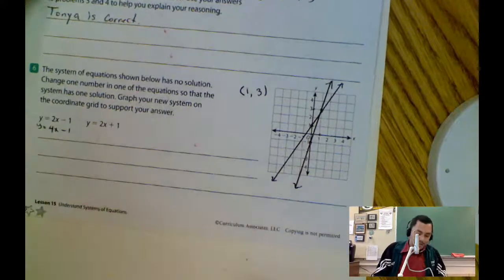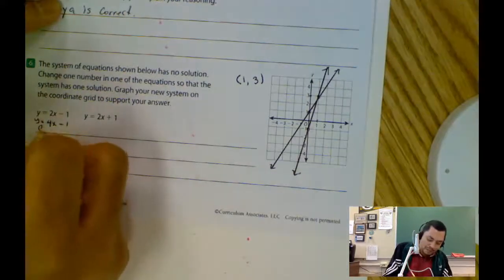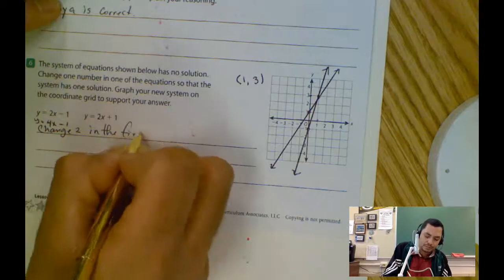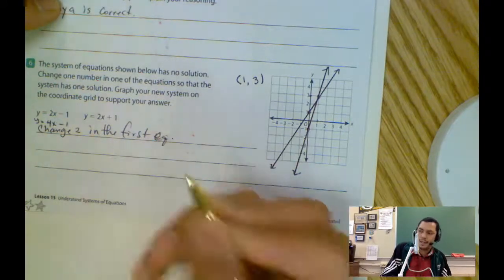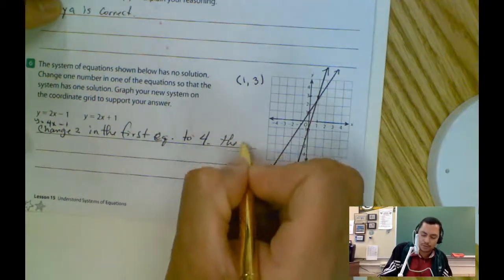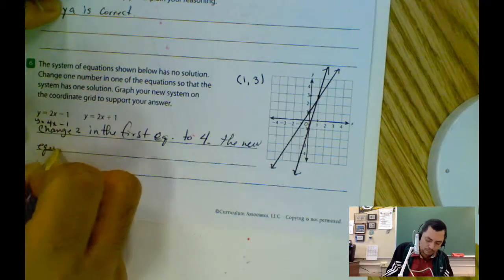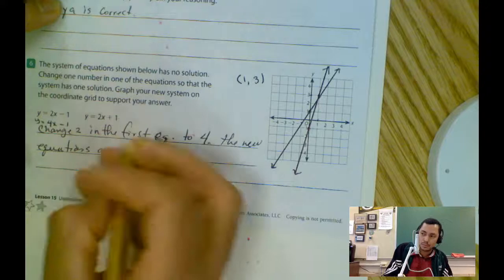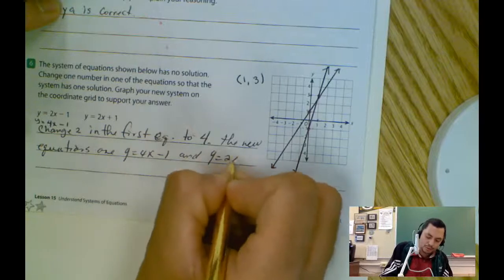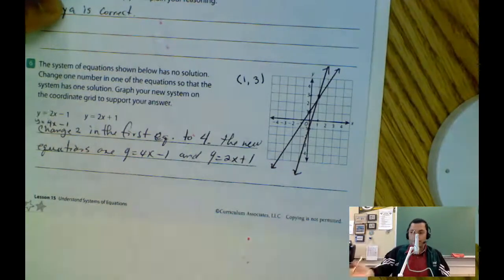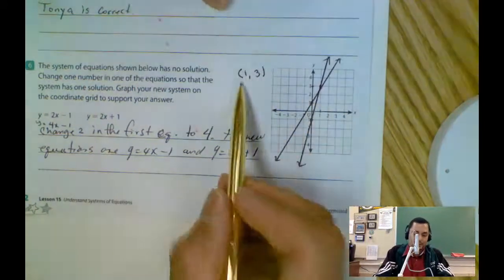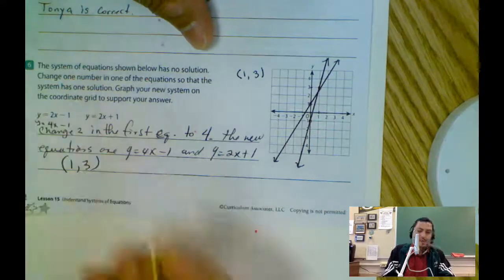You get one solution. So in this case, what I did was change 2 in the first equation to 4. The new equations are y equals 4x minus 1 and y equals 2x plus 1. The slopes are different, so there will be one solution. And as you can see, the graph is showing that the solution is (1, 3).